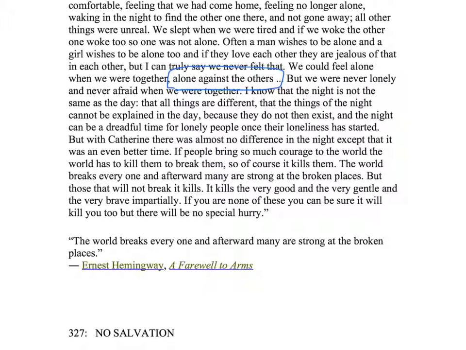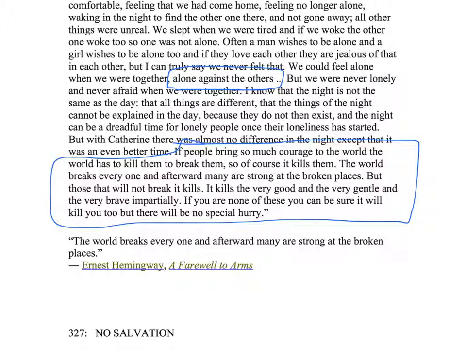If people bring so much courage to the world, the world has to kill them to break them. So after that comment about being in love and never feeling alone, never feeling lonely, but being able to be alone when together, Hemingway writes this: if people bring so much courage to the world, the world has to kill them to break them. So of course it kills them.